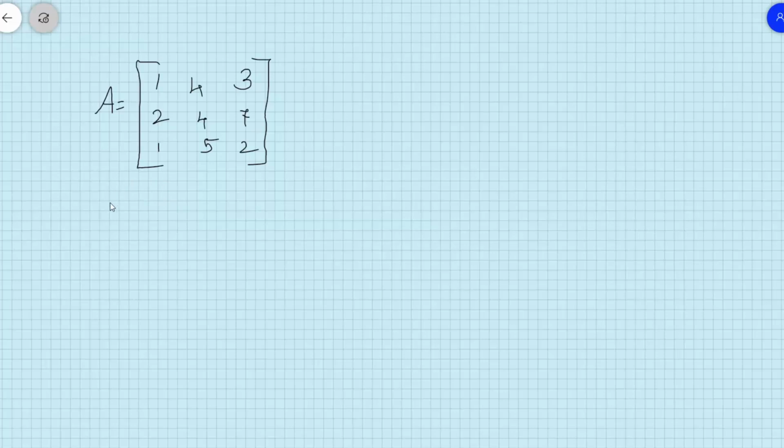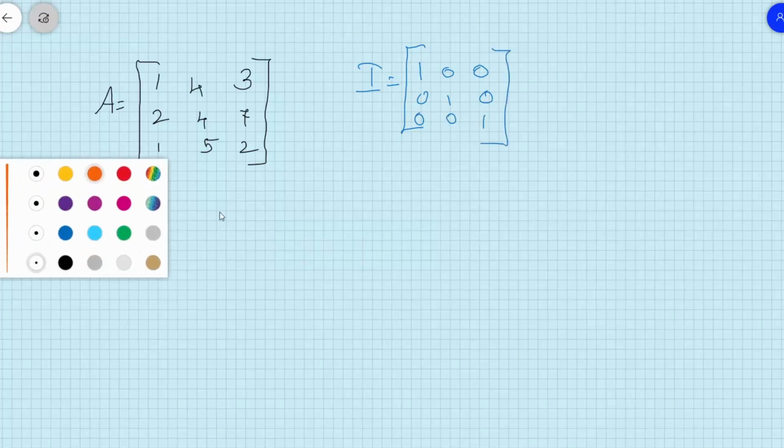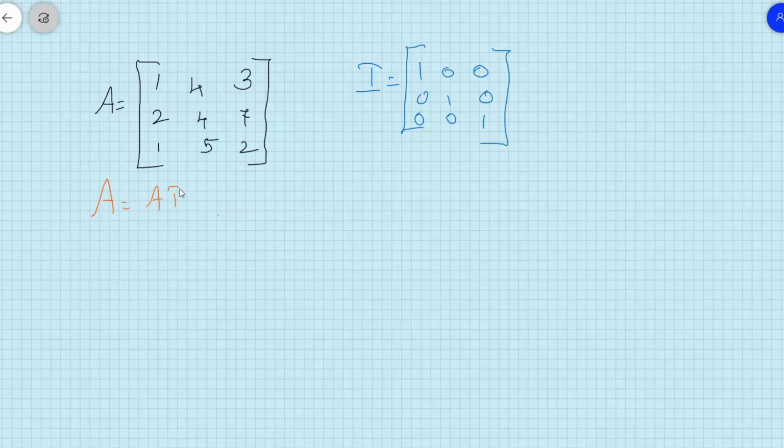So the first step, as we have discussed for a 2 by 2 matrix, the same one we'll do. We'll write I separately here, which is 1, 0, 0, 0, 1, 0, 0, 0, 1. And the first step here is to write A equal to AI. So this is the format. On the left hand side A is 1, 4, 3, 2, 4, 7, 1, 5, 2, which is equal to A into the identity matrix for a 3 by 3, which is 1, 0, 0, 0, 1, 0, and 0, 0, 1.